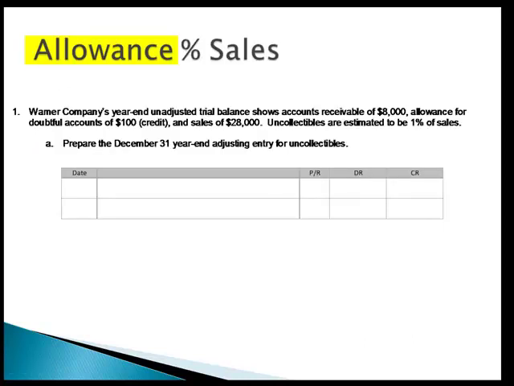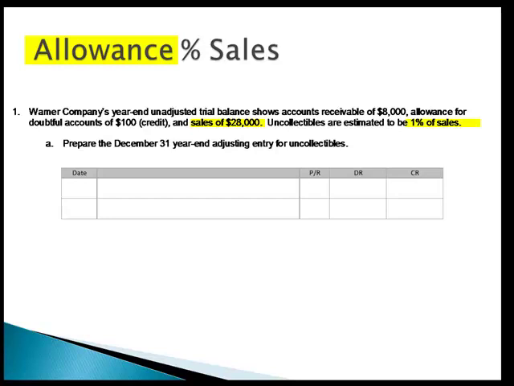Okay, so if we're working with the allowance account for percentage of sales, Warner Company's year-end unadjusted trial balance shows accounts receivable balance of $8,000, allowance for doubtful accounts of $100 credit balance, and sales of $28,000. Uncollectibles are estimated to be 1% of sales. What's the year-end adjusting entry? Okay, again, we do not know who we're going to write off. We just know we want to record the bad debt expense in the same year as the sales. So we have to figure this out.